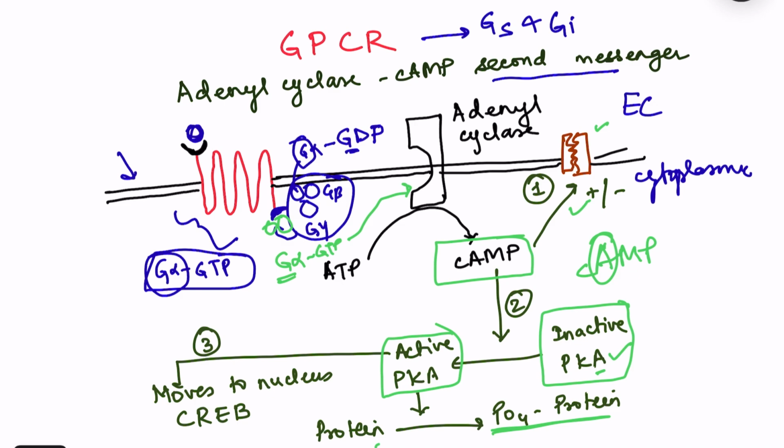The third mechanism of action is that this active protein kinase A can also move to the nucleus and activate transcription factors. This is cAMP regulated element binding protein, just remember CREB here, which is phosphorylated within the nucleus, and it also leads to increase or decrease in the synthesis of certain proteins. So you see the varied mechanisms by which this cAMP is acting. It can open the ion channels. It can cause the activation of protein kinase A, which in turn phosphorylates proteins. It can also lead to the phosphorylation of the transcription factors.